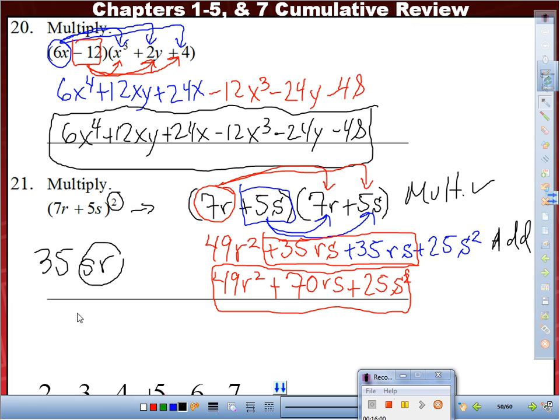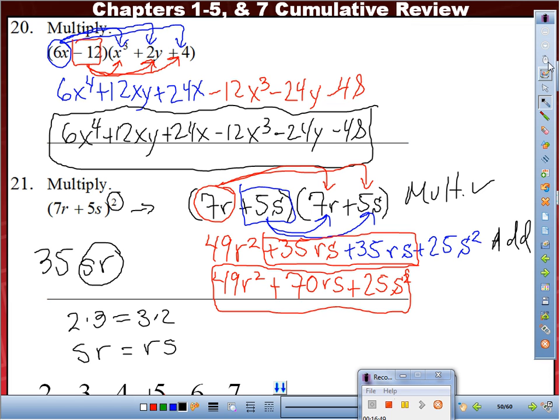So check this out. If I had this, everybody look up, 2 times 3. Could I still write that as 3 times 2? Yes? Okay. So, because this is 6 and this is 6, it gives me the same thing. So with variables, if I have SR, that means I can write it as RS. As long as it's the same variables, exact same exponents, yes. Okay? Let's go to the next one, number 22.